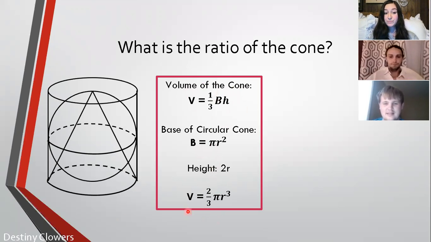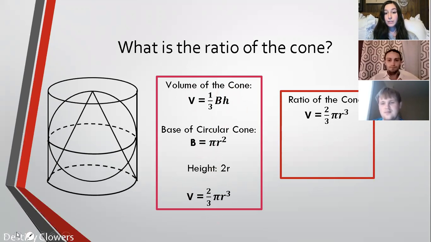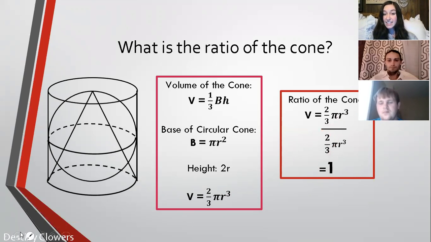r cubed. Now, for the ratio of the cone, you take the volume that you just got and divide it by the exact same thing. So we divide 2/3 times pi r cubed by 2/3 times pi r cubed, and that equals 1. Anything divided by itself will always be 1. So the ratio of the cone is 1. Thank you for asking, Jared.